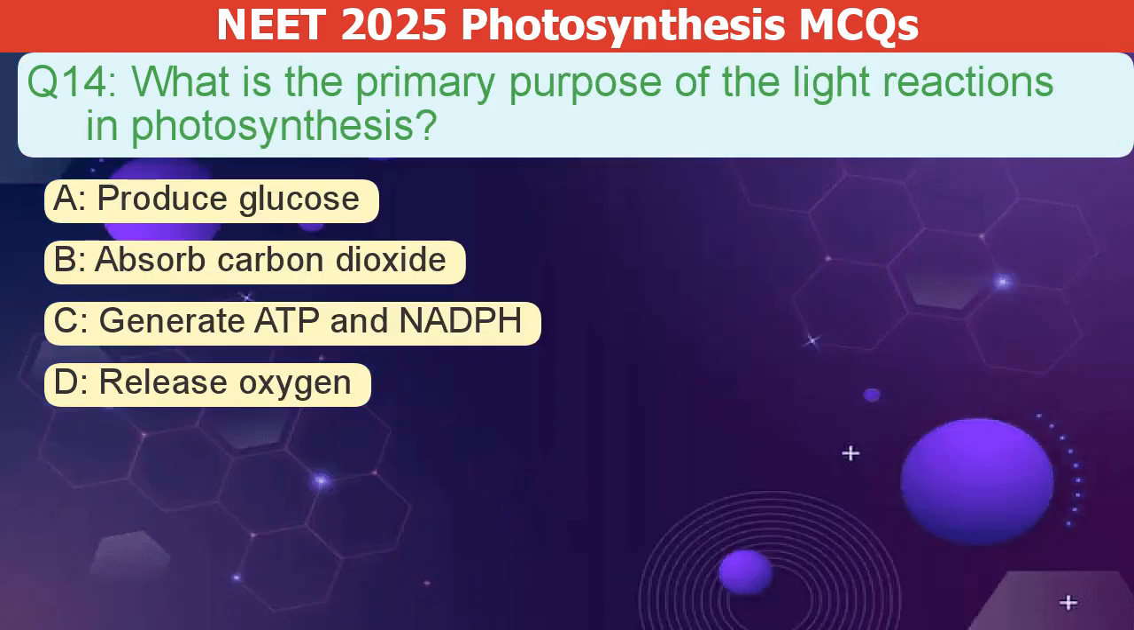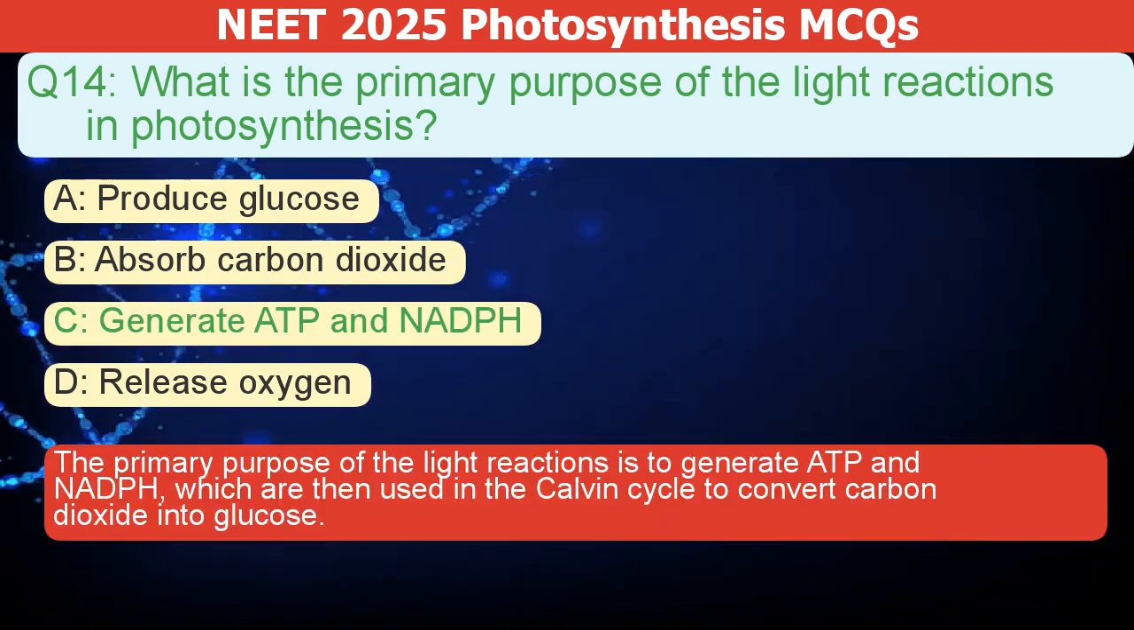What is the primary purpose of the light reactions in photosynthesis? A. Produce glucose. B. Absorb carbon dioxide. C. Generate ATP and NADPH. D. Release oxygen. The correct answer is C. The primary purpose of the light reactions is to generate ATP and NADPH. These are then used in the Calvin cycle to convert carbon dioxide into glucose.